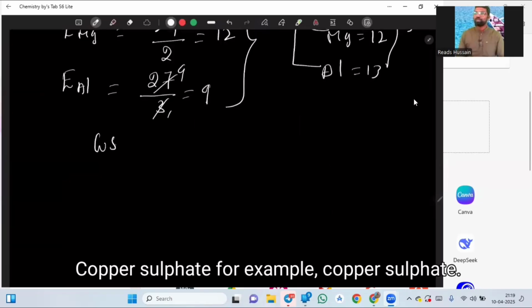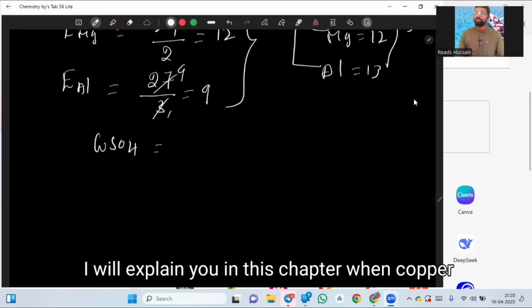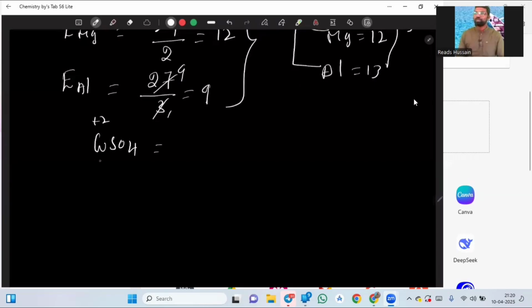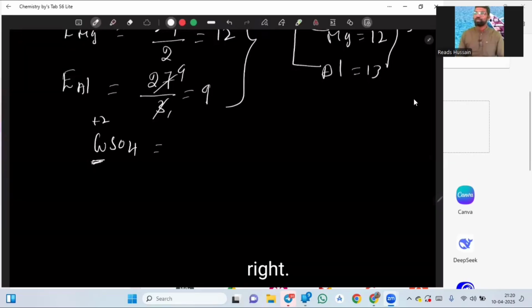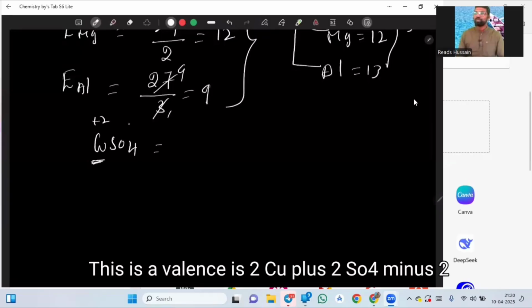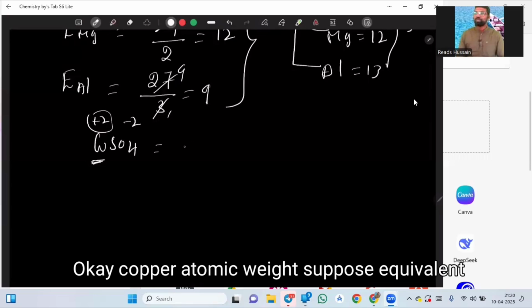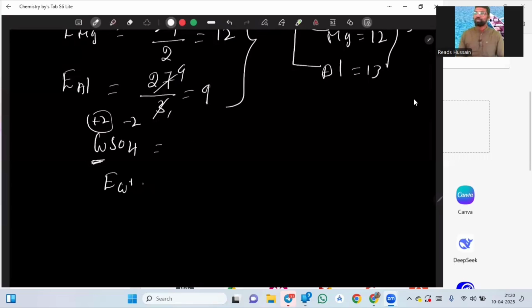Copper sulfate, for example. Later in this chapter I will explain. When copper sulfate is given, we are going to take the equivalent weight of copper metal. The valence is 2: Cu plus 2, SO4 minus 2. Valence is 2.